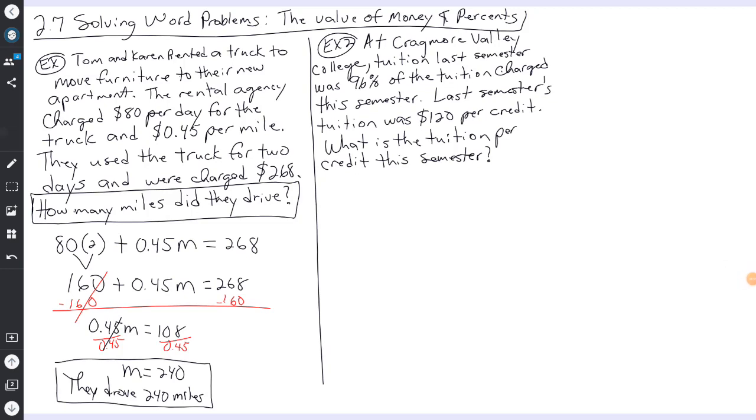Again, let's understand the problem. At this college, Cragmore Valley College, tuition last semester was 96% of the tuition charged this semester. Last semester's tuition was $120 per credit, and we want to know what is the tuition per credit this year. So go ahead and try it.